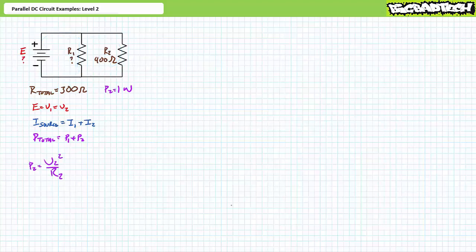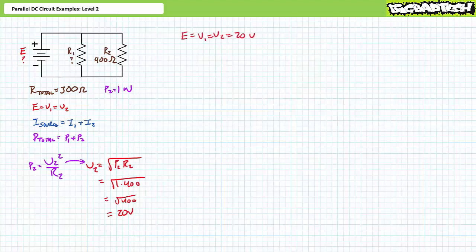You will no doubt recall that power dissipated by the second element is equal to V2 squared divided by R2. An algebraic rearrangement of this formula solving for V2 demonstrates that V2 is 20 volts. Voltage across elements in parallel is the same. For this circuit, E equals V1, which equals V2, and they all equal 20 volts.